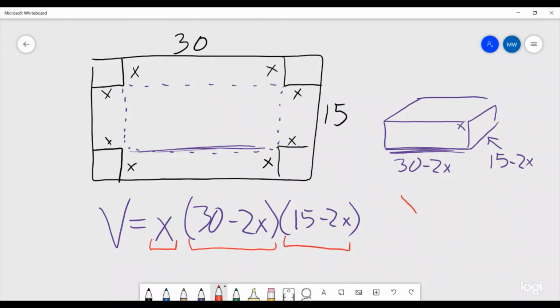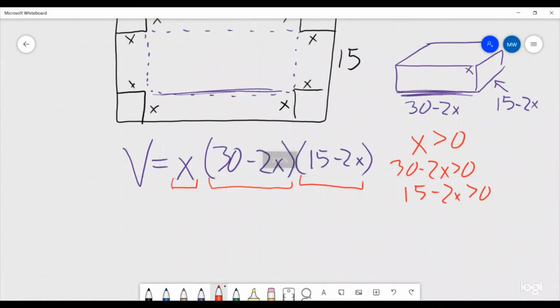So our restrictions are going to be x is bigger than 0, 30 minus 2x is bigger than 0, and 15 minus 2x is bigger than 0. Those are going to be our restrictions that we have to deal with. From here, what we can do is try and figure out what are going to be the values that make this true. So let's just solve each of these in terms of x. So the first one is pretty straightforward. It's just already x is bigger than 0.